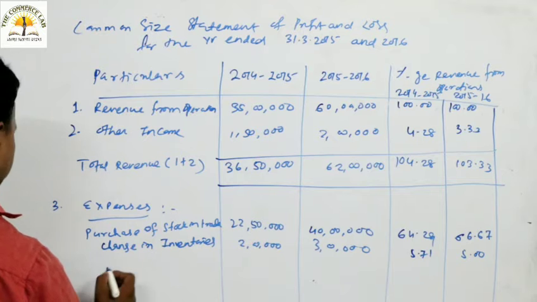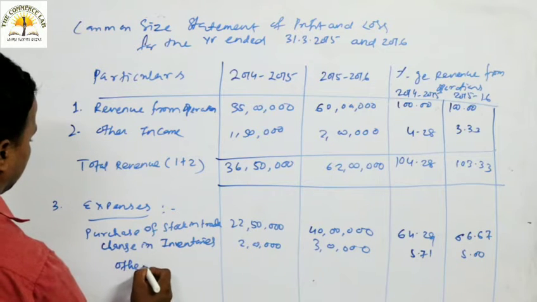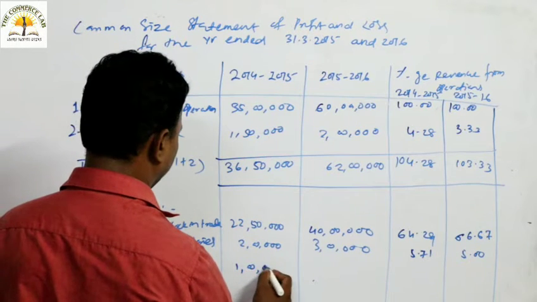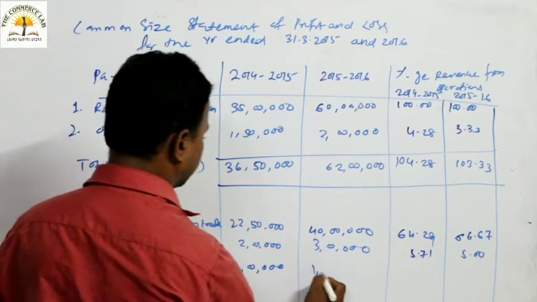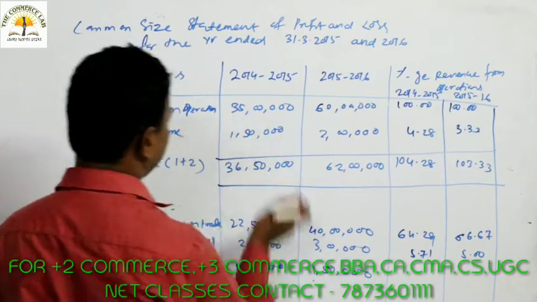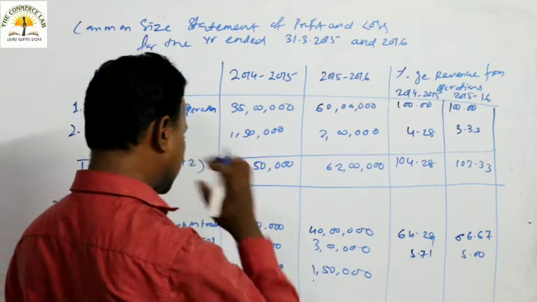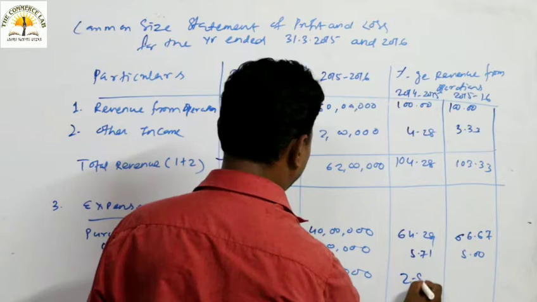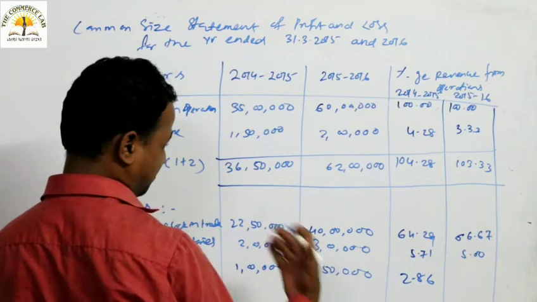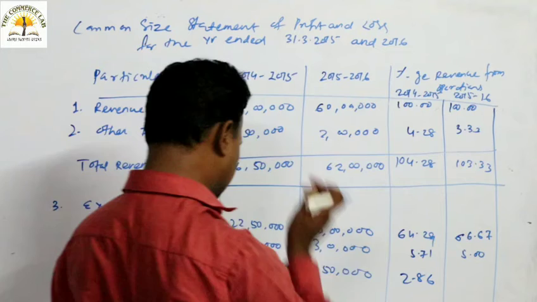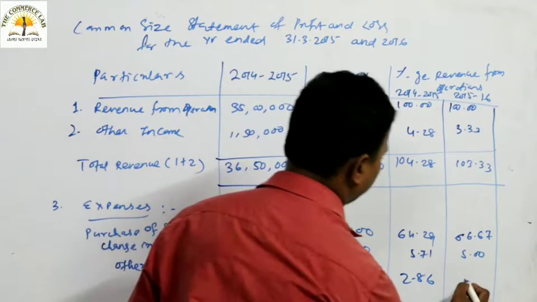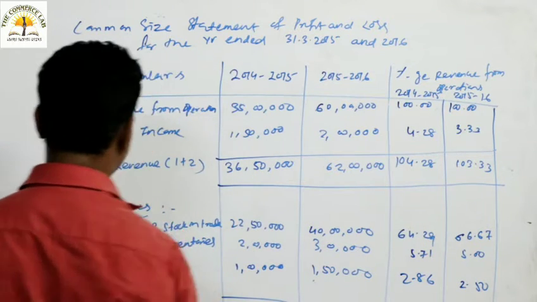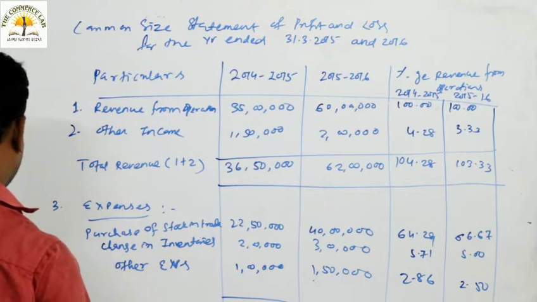Next, the last expenditure is also there. Other expenses. Other expenses is 1 lakh for the previous year, while for the current year it is 1,50,000. So 1 lakh by 35 lakh, 1,50,000 by 60 lakh. Then for 2014 to 15, the percentage is coming 2.86, and for the current year, 1,50,000 by 60 lakh, it is coming 2.50. Now just add all those expenditures.